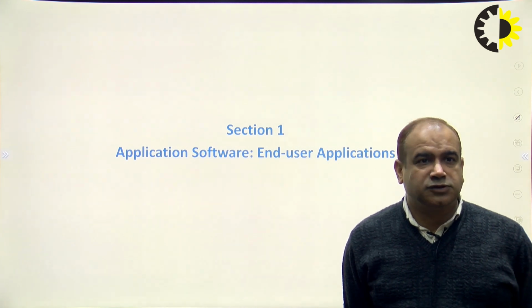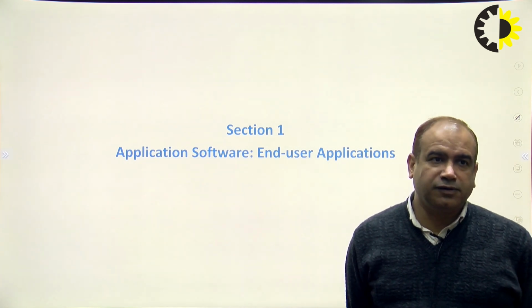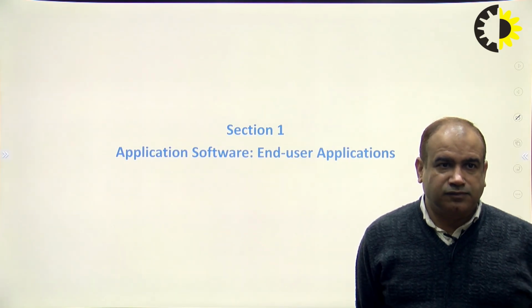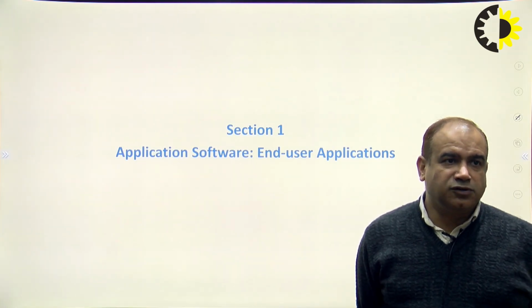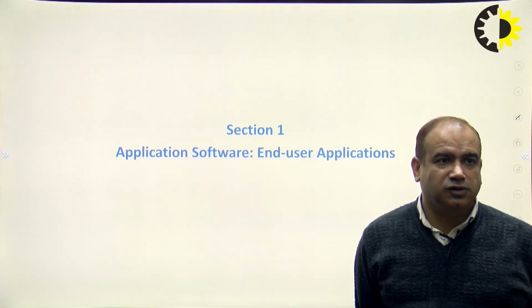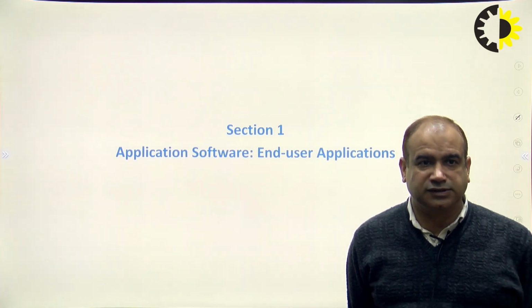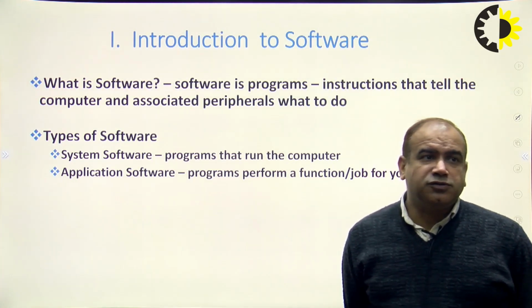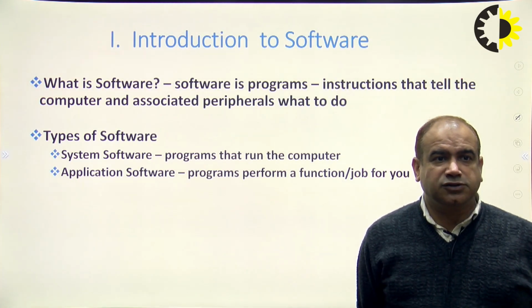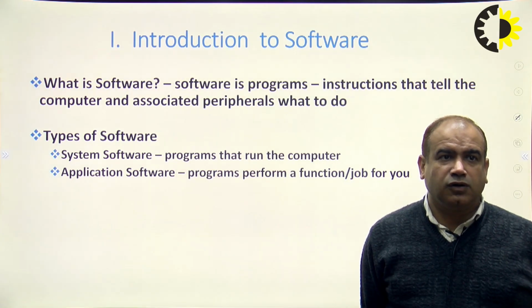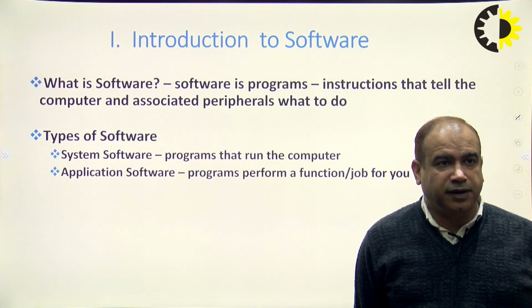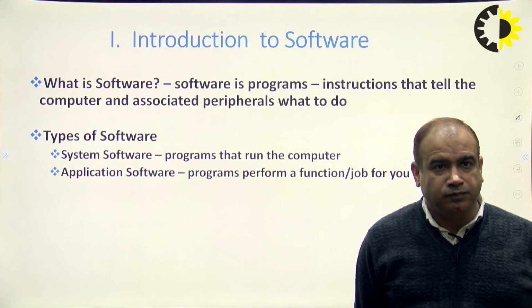So, first of all, what is the meaning of application software, or we can say end user applications? I have divided it into 3 sections, so one by one we will discuss all these sections. First, what is the meaning of software? Basically, software is a program or instruction that tells the computer and associated peripherals what to do.